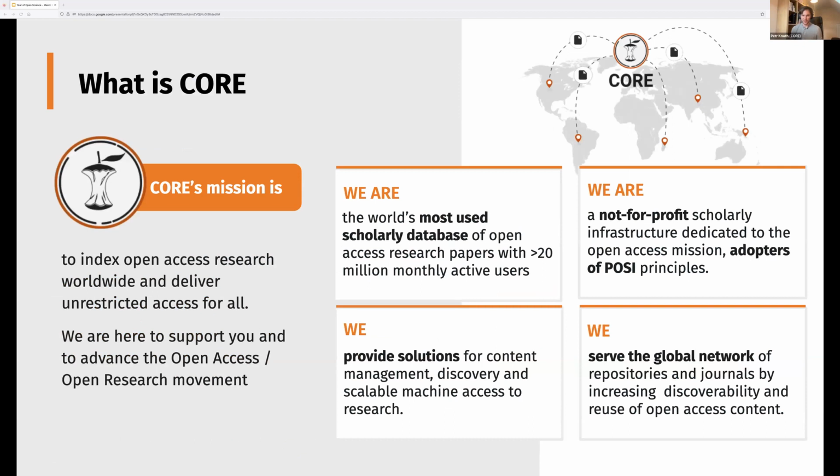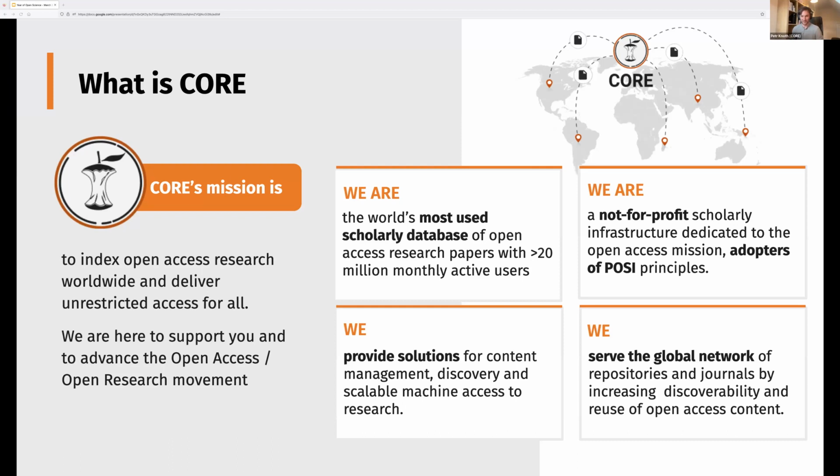The project is supported by the Confederation, by the Connecting Repositories core platform, basically. And let me just introduce you a little bit to CORE. CORE has been around for more than 10 years now, and its aim has been really to index open access research worldwide and deliver unrestricted access to open research for all. It is a very much used scholarly database of open access research papers.